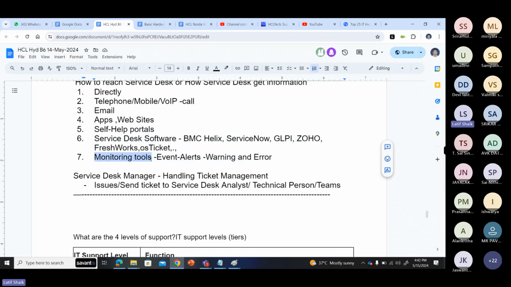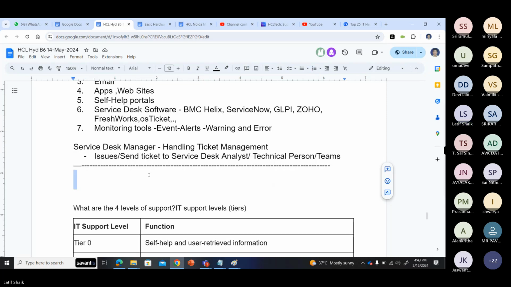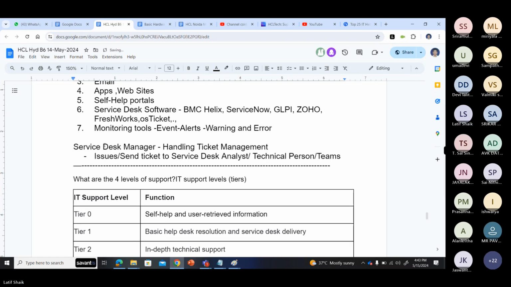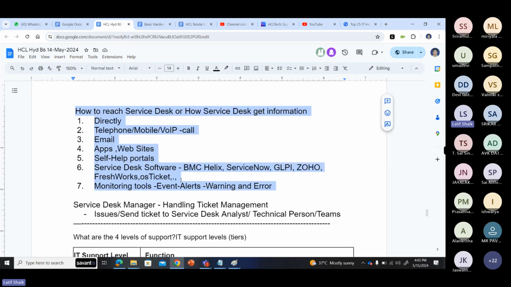And you use different monitoring tools. From the monitoring tools also, alerts, warnings and errors are generated. So then we can understand that an issue has occurred in a specific server, or storage devices, or a network. Guys, this is how to reach a service desk, or how the service desk gets information.